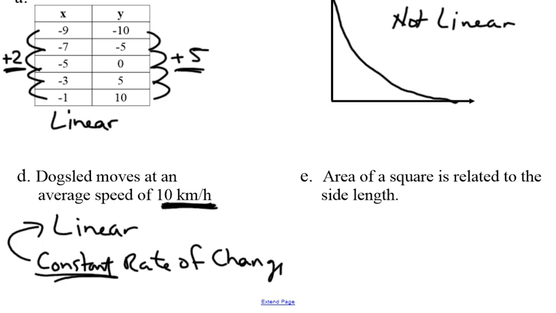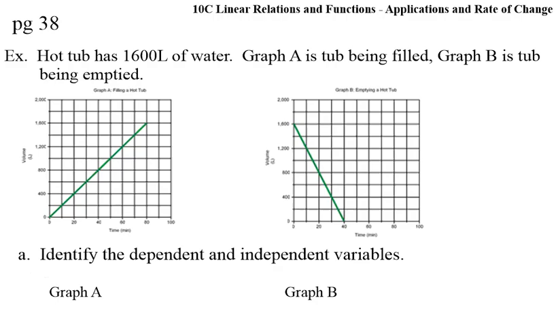And E, the area of a square is related to the side length. Well, we know the area of a square is side squared. Right away, there's our equation. What do I see? I see an exponent bigger than 1. So it's not linear. There's what we're looking at, the relation between linear and rate of change. All of the pieces in this unit tie together.